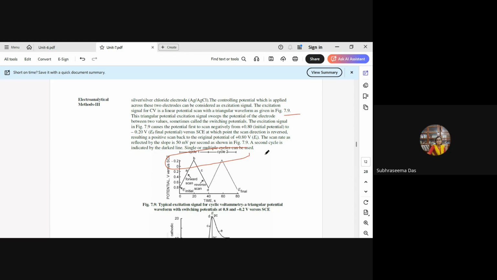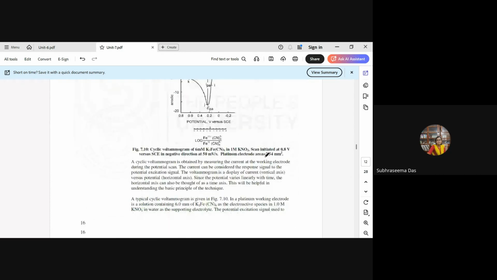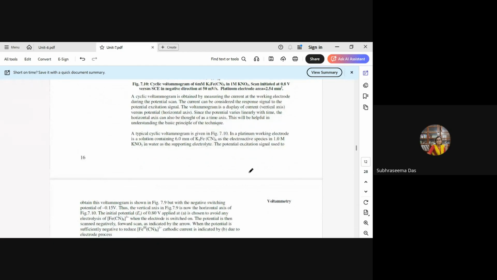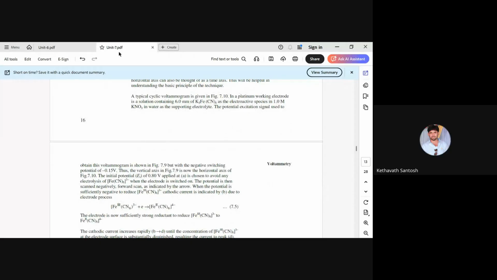So sometimes single or multiple cycles can be used. A cyclic voltammogram is obtained by measuring the current at the working electrode during the potential scan. The current can be considered the response signal to the potential excitation signal. The voltammogram is a display of current versus potential. Since potential varies linearly with time, the horizontal axis can be thought of as the time axis. So this is helpful in understanding the principle of this technique.